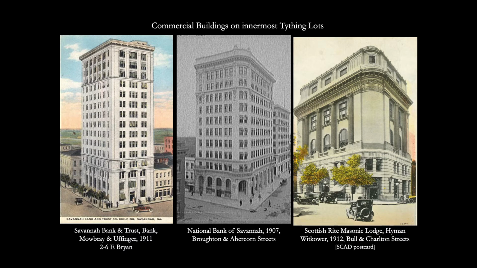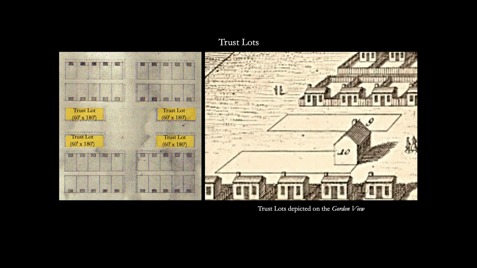Just a couple other examples that do a very similar thing. The trust lots were initially designated to be granted to institutions that were public institutions that needed property.